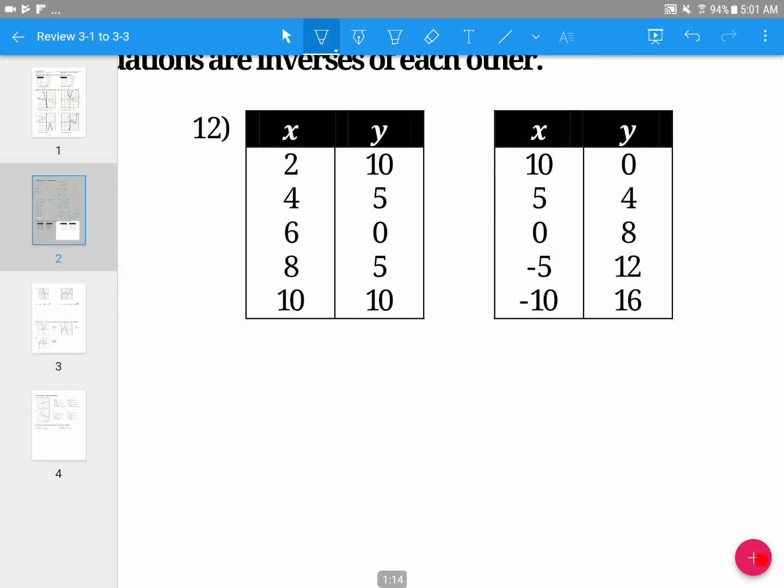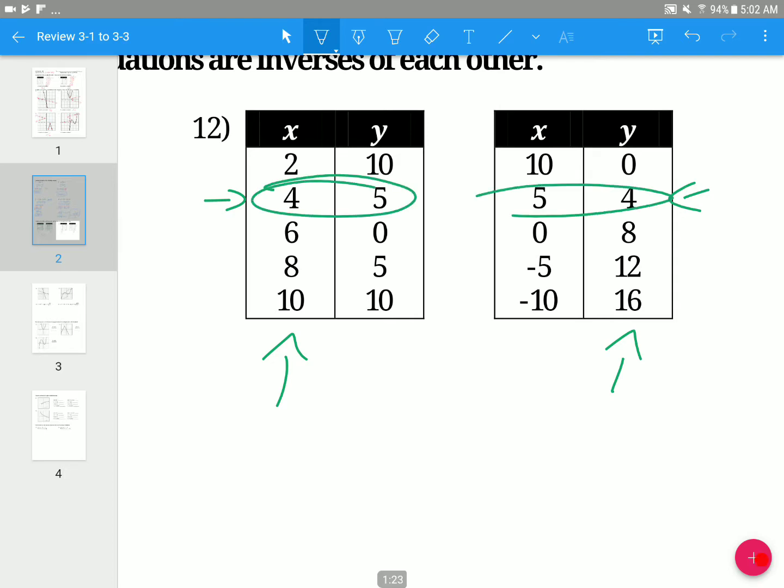Number 12, same idea. We'll compare the x's to the y's, find the ones that are the same. So like 4 and 4, those both have 4s, and yeah, they're the same. 8 and 8, and in this case, those ones right there are. Let me write that better. Those ones right there, those are not the same because that's 8, 5, that's 0, 8. Okay, they are not swapped. So this one is a no.